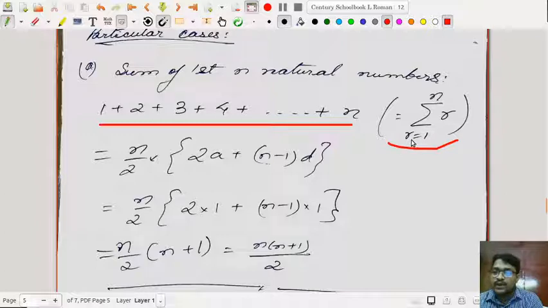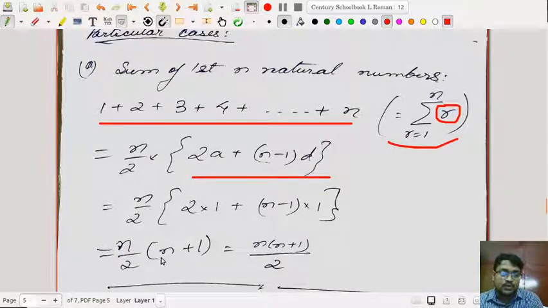So the value of r starts with 1, the next value is r equal to 2, the next value is r equal to 3. This way it goes on up to n. And what is added? This expression is added, whatever expression is there. So if you put it in our formula here, then you will get n by 2 into n plus 1, or n into n plus 1 by 2. So this is the sum of the first n natural numbers, right?